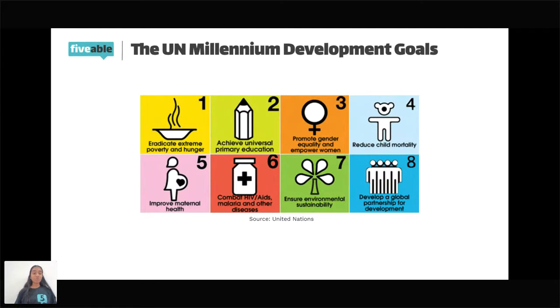Fifth is to improve maternal health. Sixth is to combat HIV, AIDS, malaria, and other diseases. Seventh is to ensure environmental sustainability. And eighth is to develop a global partnership for development. These goals have been very successful so far, but obviously some challenges remain with getting countries up to speed. Goals 3 and 5 go back to the women empowerment and development that we previously discussed. But these MDGs are very important to developing the world as a whole.